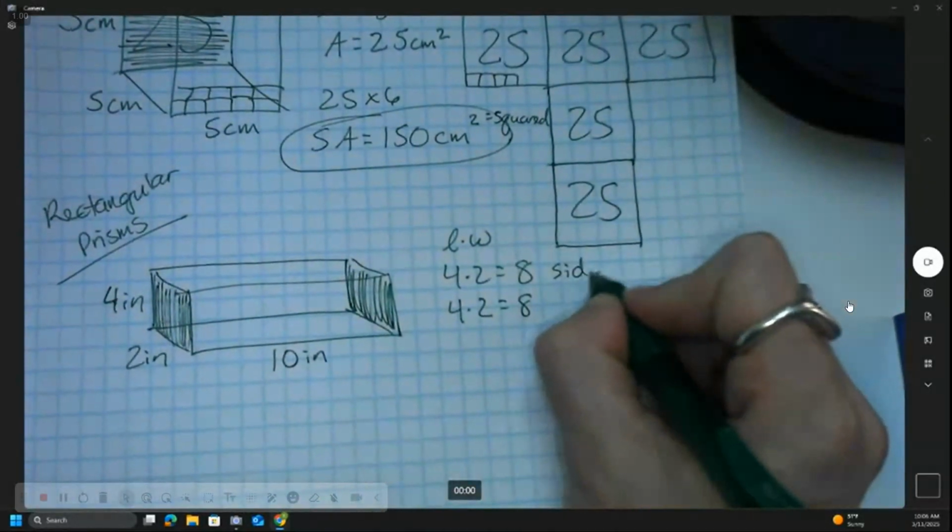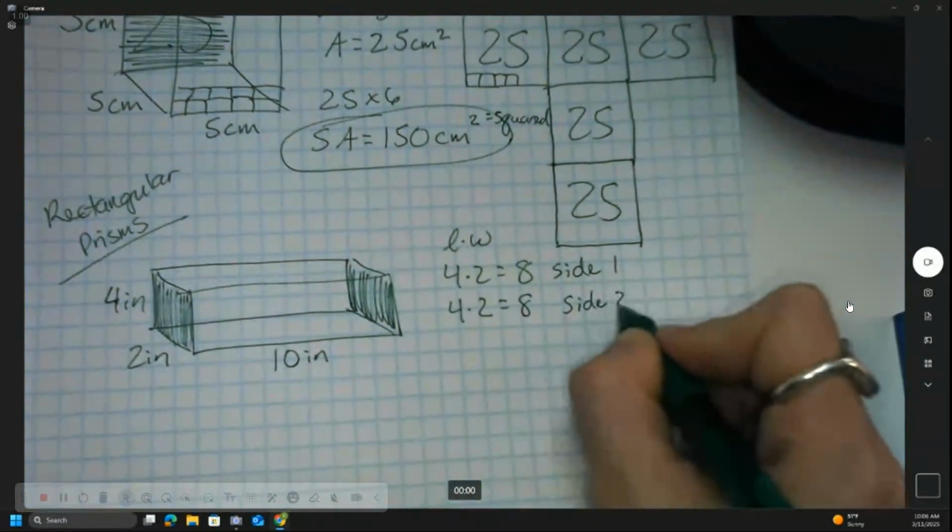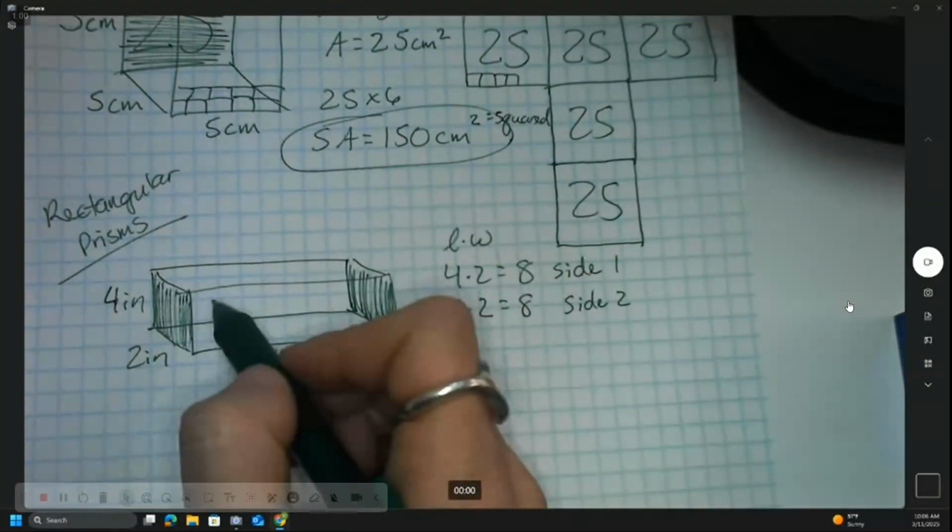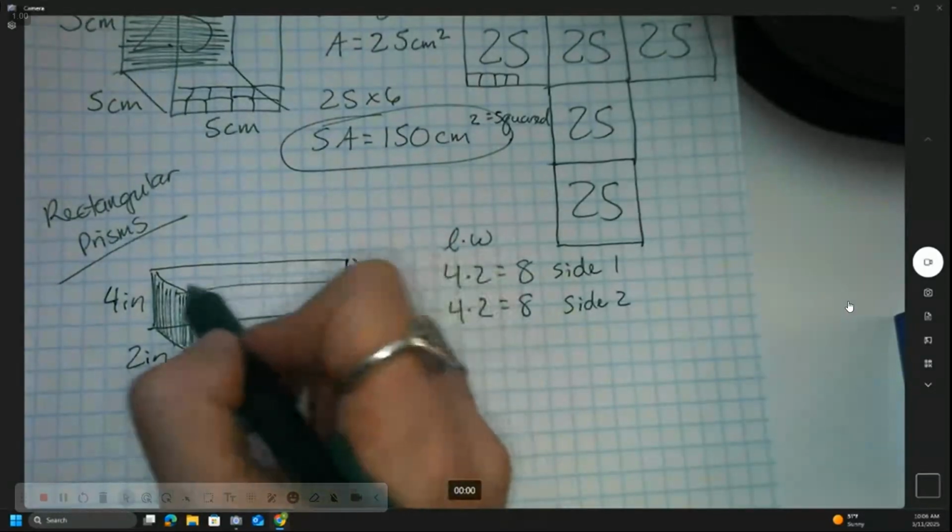So side 1, side 2. The base, remember, is what's on top. Okay, so I'm going to go ahead and see.